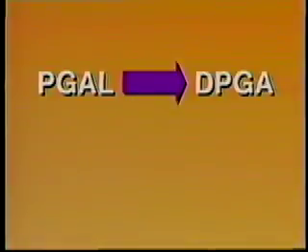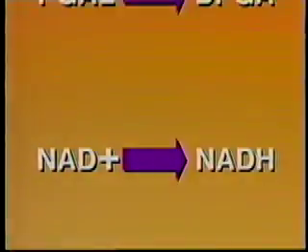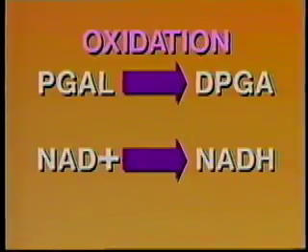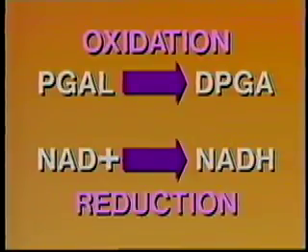Recapping chemistry, PGAL, having released electrons, is oxidized. And NAD+, having gained electrons, is reduced. So oxidation reactions release energy, while reduction reactions store energy.